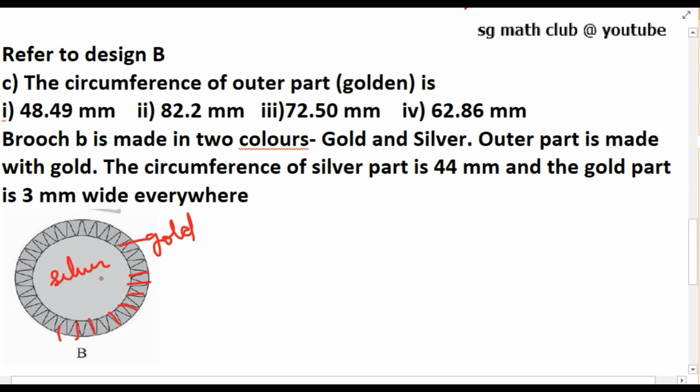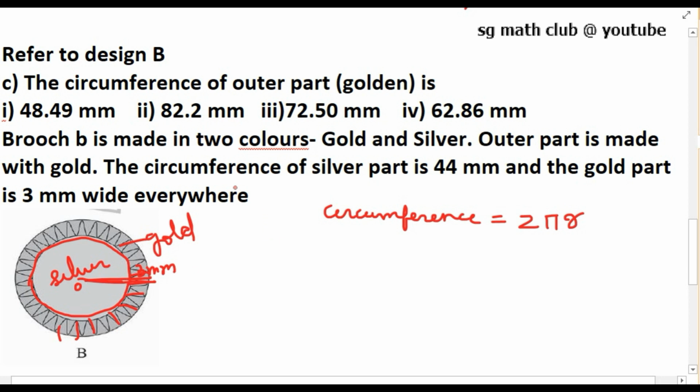So the circumference of the silver part is 44, that means this length will be 44 millimeter. But the question is, we need to find the circumference of the golden part. We know the formula for circumference is 2 pi r. So we need to find the radius from the center to this point. This part is 3 millimeter, I know, but we need to find the radius from the center. So for that, we are going to use the data.